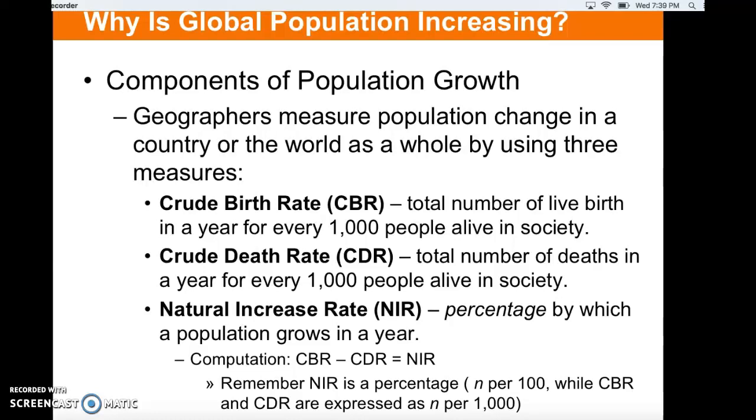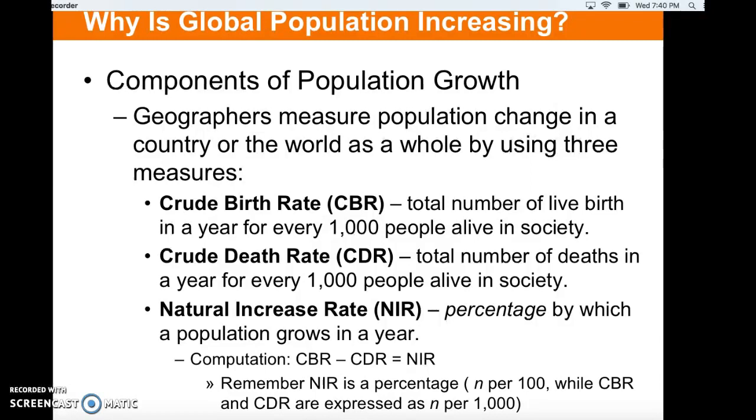Chapter 2, Key Issue 2, is about why the global population is increasing. And so we want to go over some of the measures we use to look at population change. These can be measured at a country level, or they can be measured on a global scale. So the three main measures for measuring population growth are crude birth rate, or CBR.